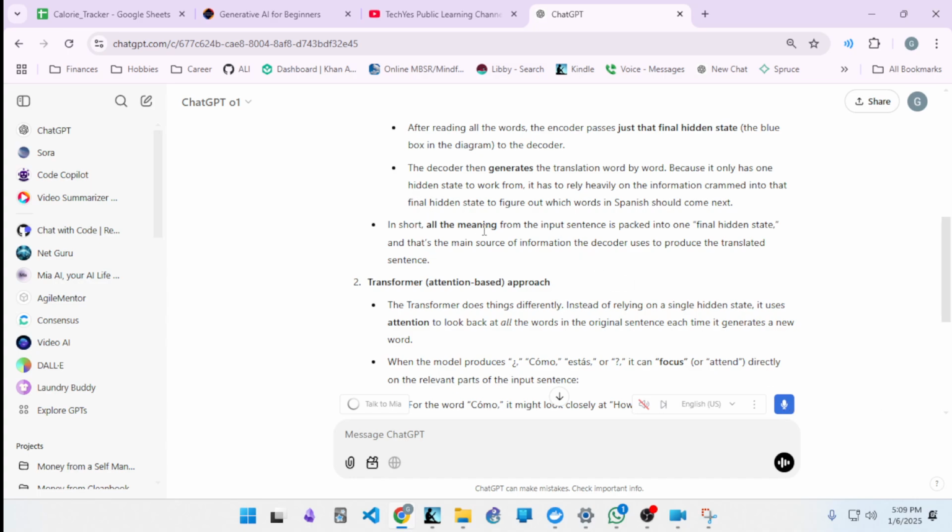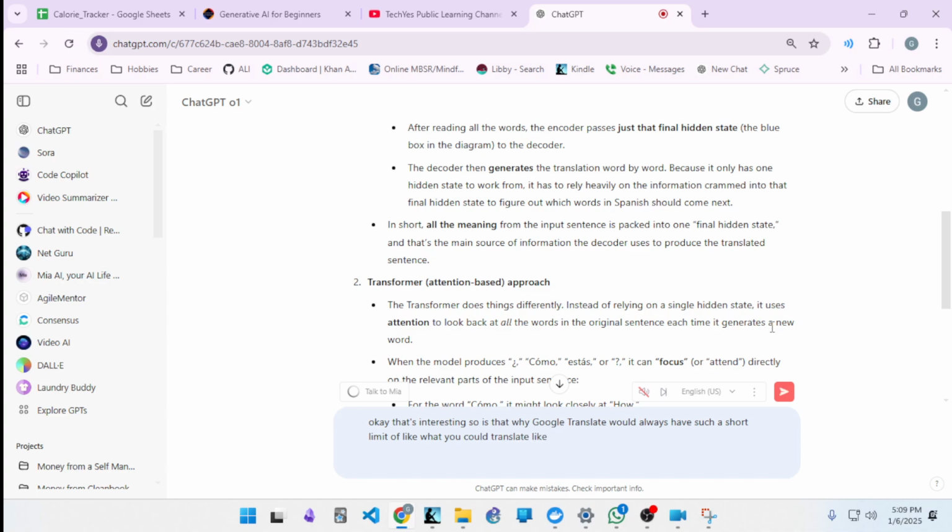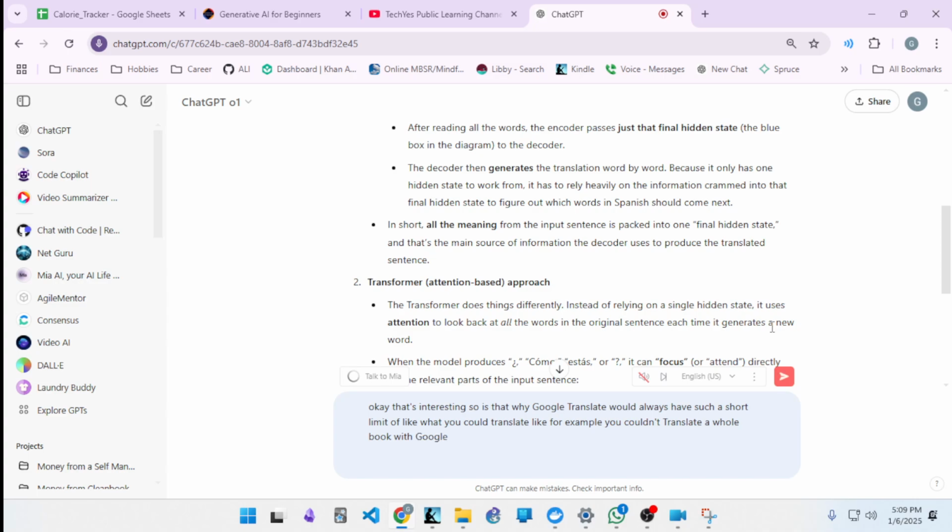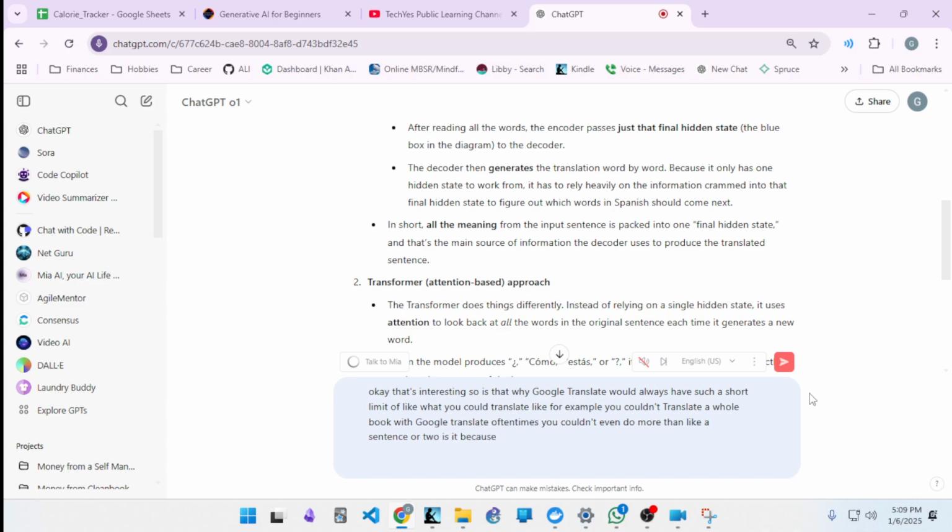In short, all the meaning from the input sequence is packed into one final hidden state, and that's the main source of information that the decoder uses to provide the translated sentence. Okay, that's interesting. So is that why Google Translate would always have such a short limit of what you could translate? For example, you couldn't translate a whole book with Google Translate. Oftentimes you couldn't even do more than a sentence or two. Is it because that hidden state is really restrictively small?